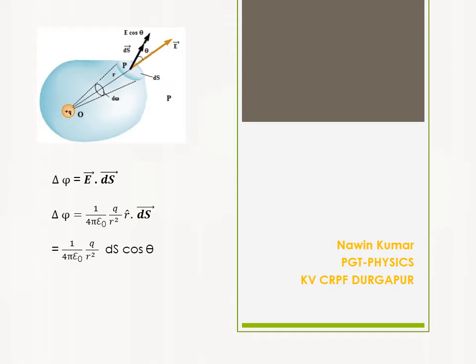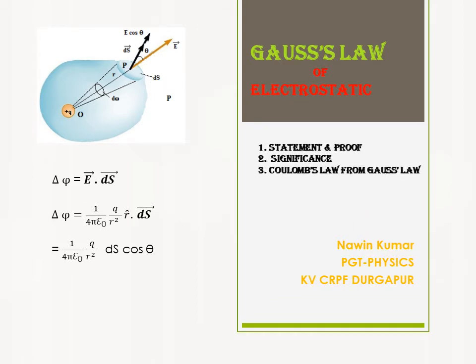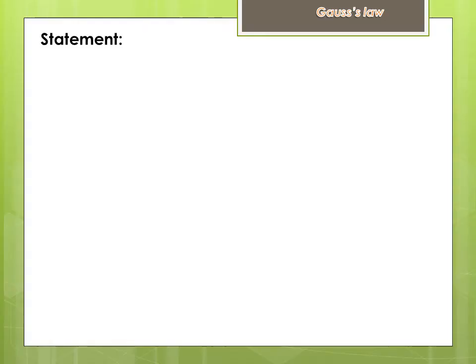Now electric flux is a scalar quantity, so its notion is simple. How can we find electric field by using electric flux? For this purpose, we have to know the Gauss law of electrostatics. Today, in this class we will get the statement of Gauss law, its significance, and Coulomb's law from Gauss law.